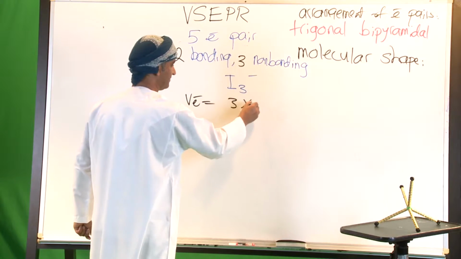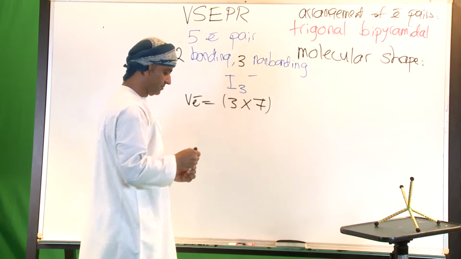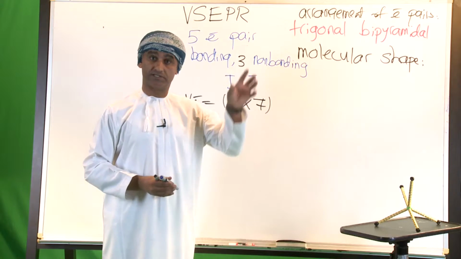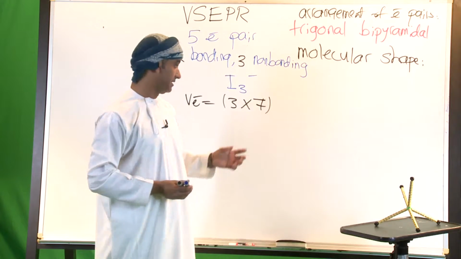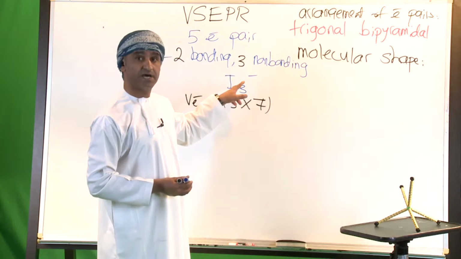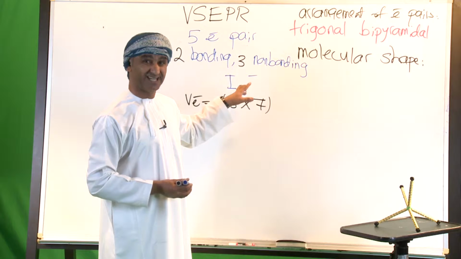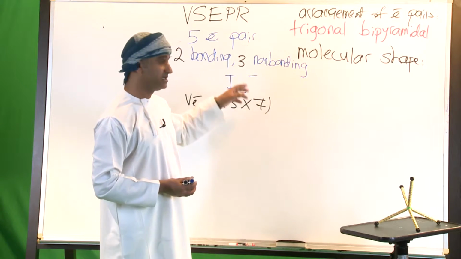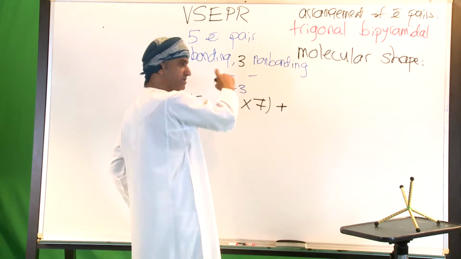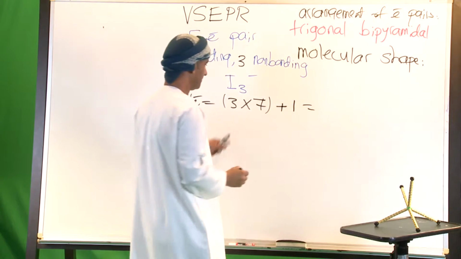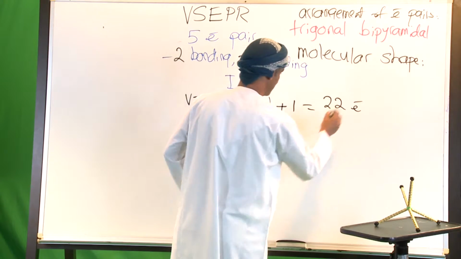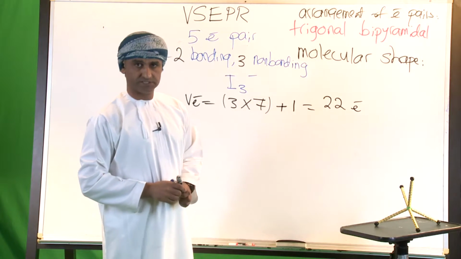So 3 times 7, each iodine contributes 7 valence electrons because iodine is a halogen. It's located in group 7A. So the number of valence electrons is 7. We multiply that by 3. If you look at the triiodide ion, it is charged. It's an ion actually. So since the charge is negative, we add the same magnitude, so plus 1. So 3 times 7 plus 1, that is 22 valence electrons total in this triiodide ion.